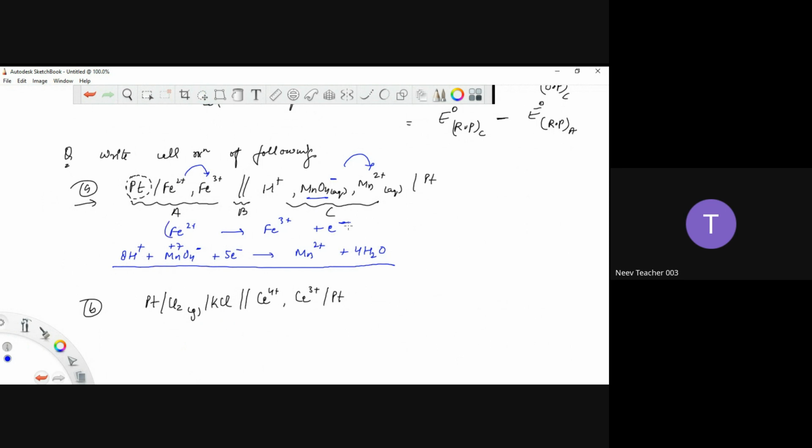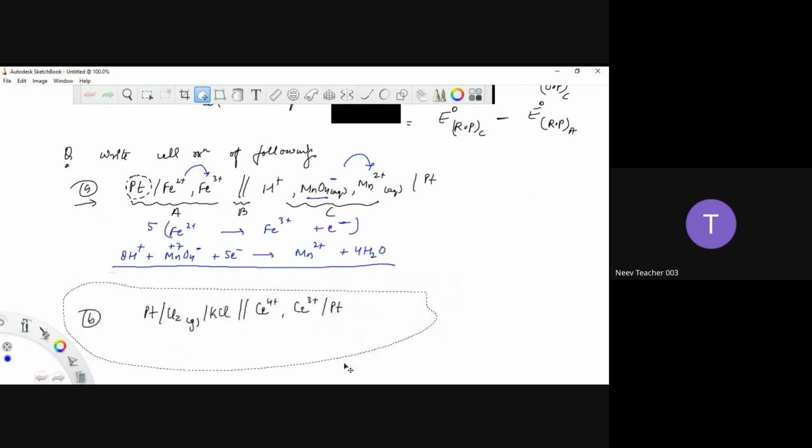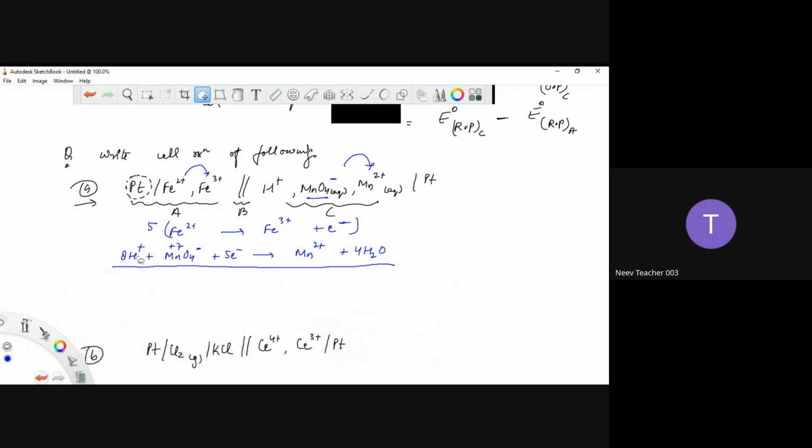By multiplying this equation with 5. Why? Because you want to cut the common electron out, not to take the common electron into the final reaction. Okay, so on doing it, what are you going to get? See this, so 5 electrons are going to cancel out from this to this. Anything else going to cancel out? No. So you can write the final reaction.